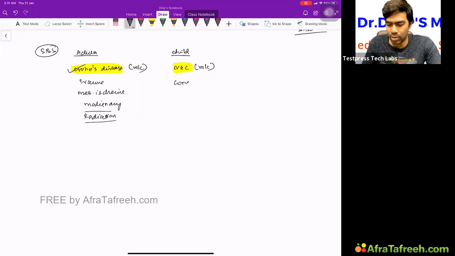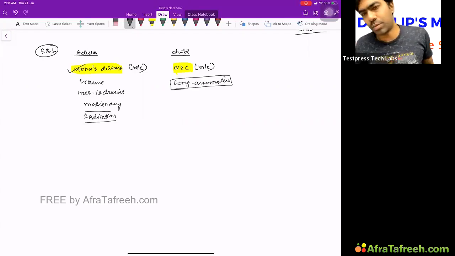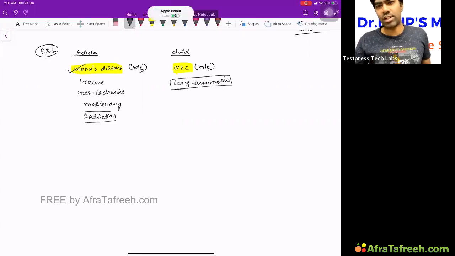Or some congenital abnormalities. Congenital anomalies, the most important, I believe, is the midgut volvulus. You have studied in surgery, right, about midgut volvulus. In pediatrics also they will discuss. There is something called a whirl sign in CT scans that is suggestive of a midgut volvulus in children.